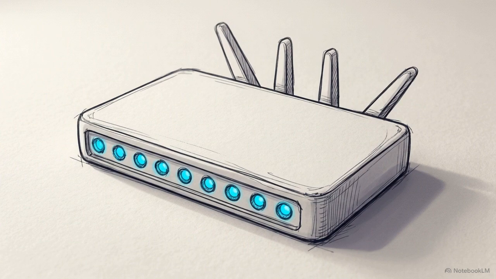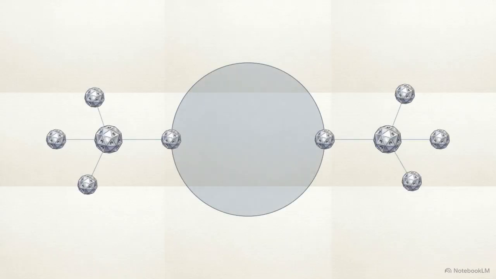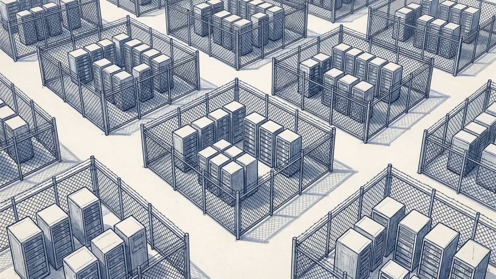We need routing. Without a specialized protocol to translate addresses and bridge these strict network boundaries, the internet as we know it could not exist. It would immediately fracture into millions of isolated, silent data islands.